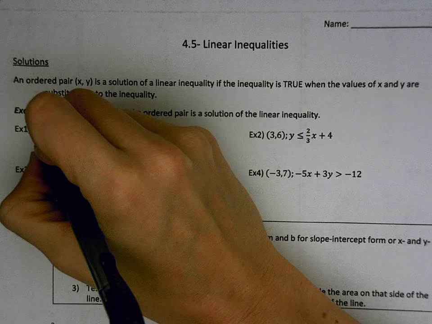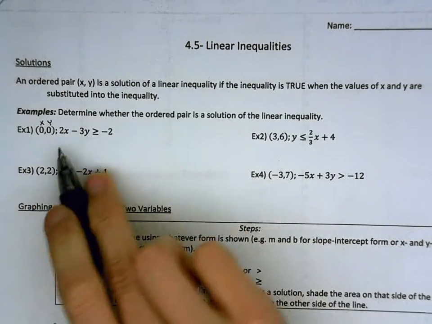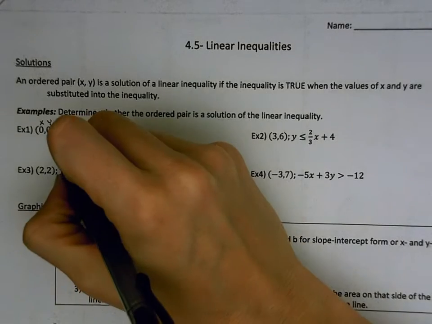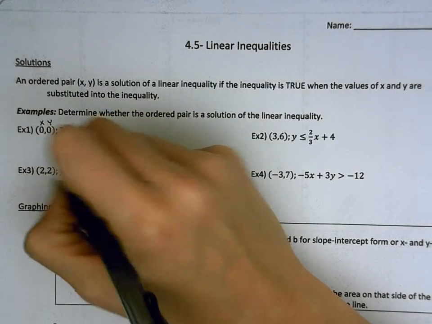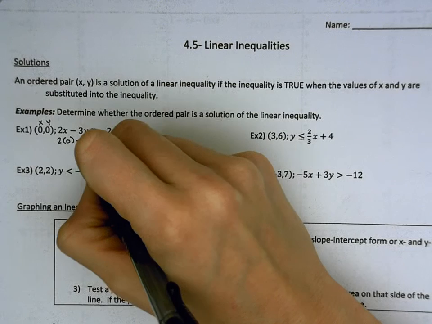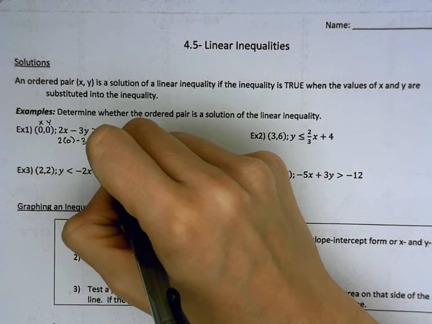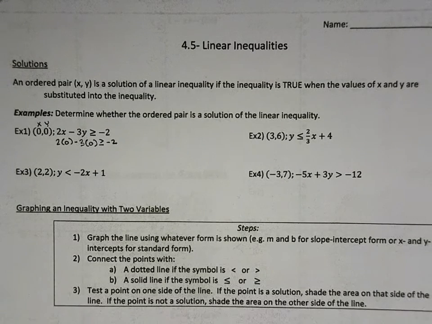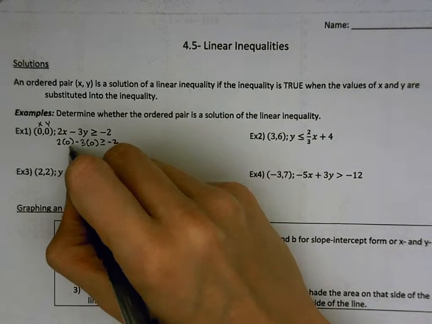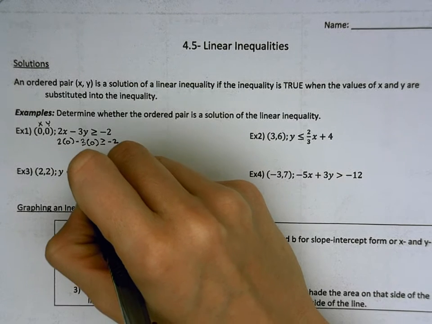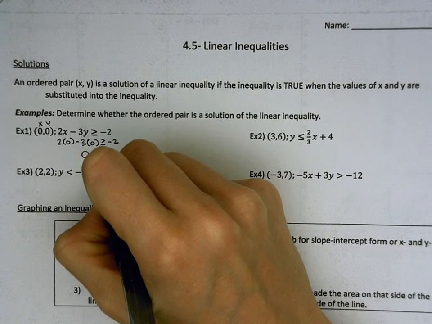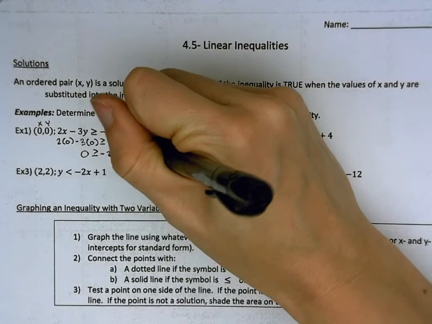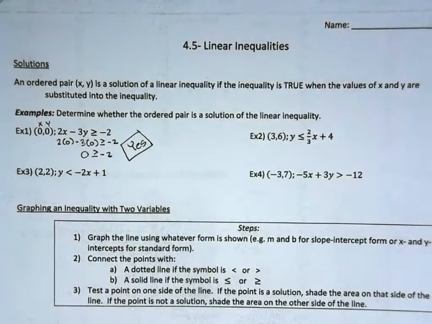If it's a solution, when I plug this x and this y into my inequality, I should get a true statement. And so that's what I'm going to look at. When I plug in my 0 into my x and my 0 into my y, is that statement true? Well, 2 times 0 is 0, minus 3 times 0, which is 0. 0 is greater than or equal to negative 2. That is true. And so yes, this is a solution.